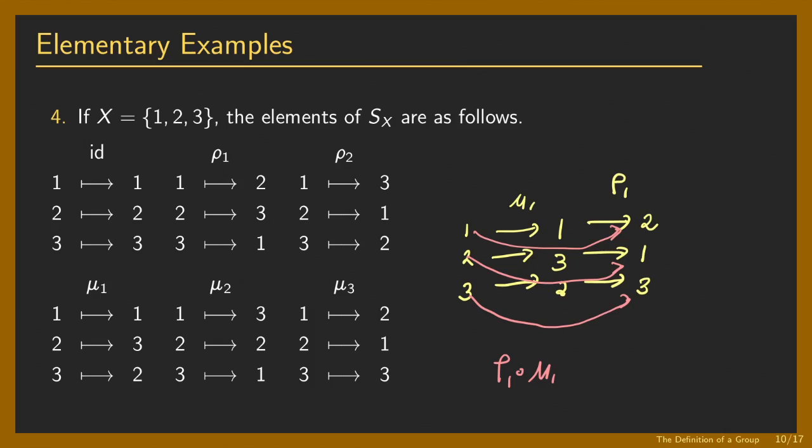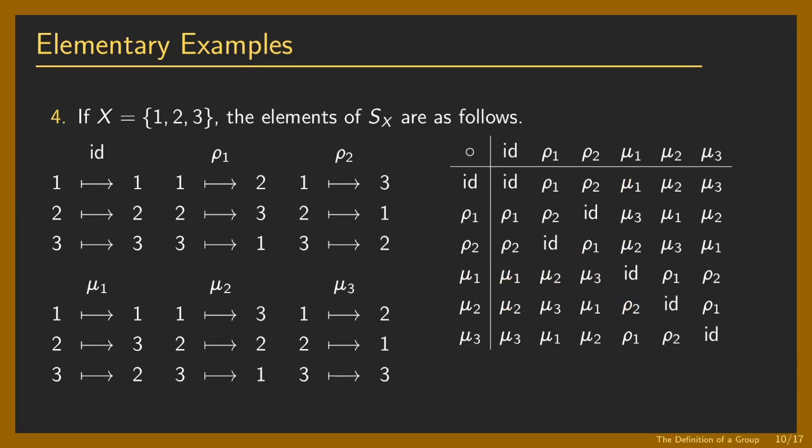So among the 6, which one is row 1 mu1? Which one takes 1 to 2, 2 to 1, 3 to 3? Yes, you were right. So this is that: 1 to 2, 2 to 1, 3 to 3. So the answer to the product row 1 mu1 is mu3. Of course, we will not do all the possible multiplications, but I've made a complete table for you.